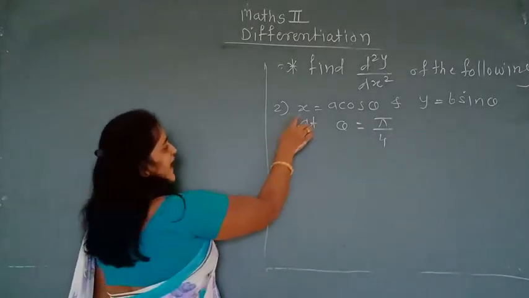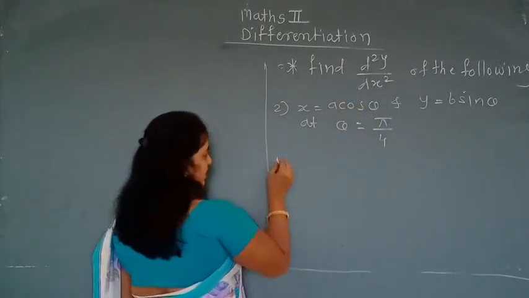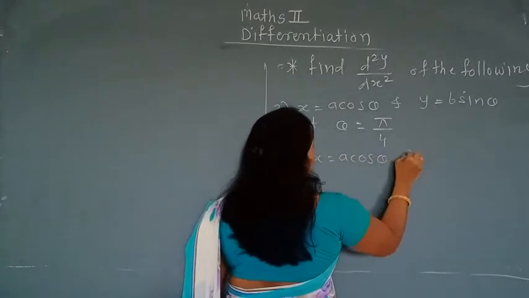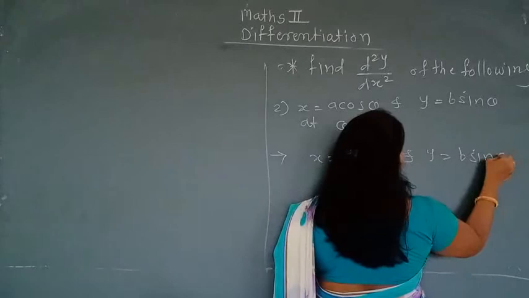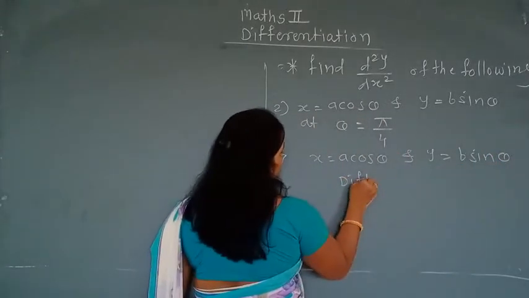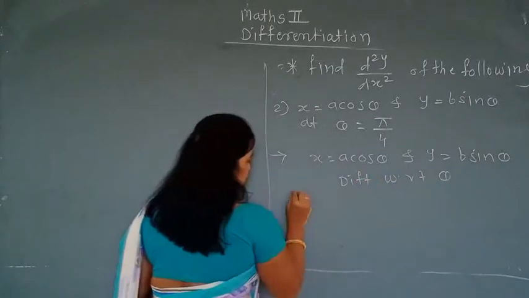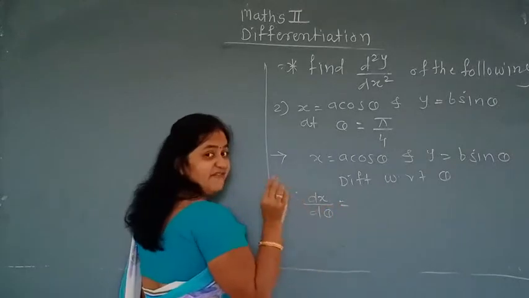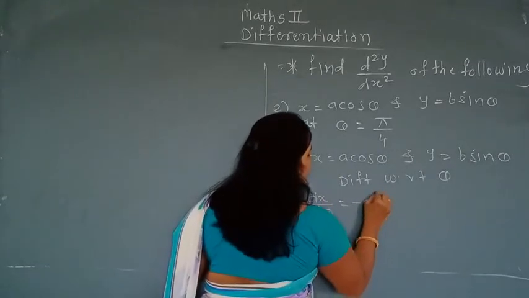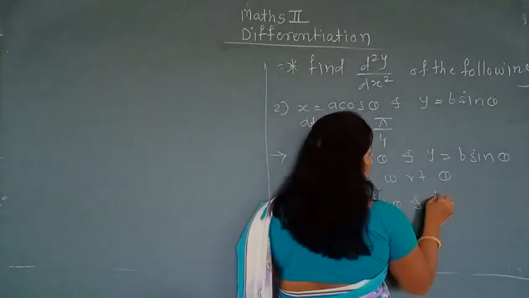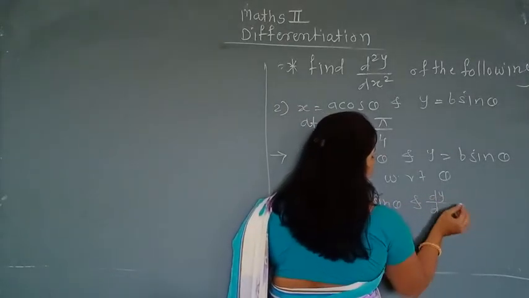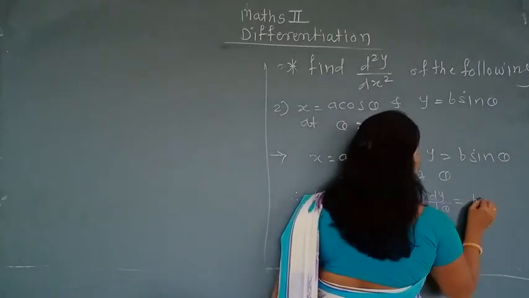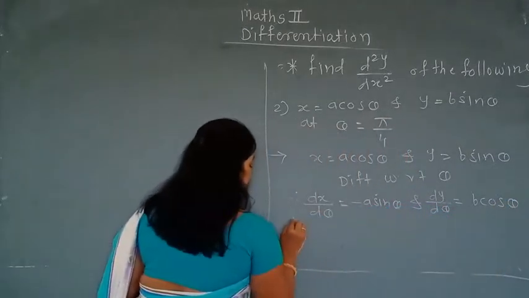So here the x and y variables depend on the theta variable, so this is a parametric form. So x is equal to a cos theta and y is equal to b sin theta. Now differentiate with respect to theta first. Therefore dx by d theta is equal to, a is a constant, the derivative of cos theta is minus sin theta, so minus a sin theta. And the derivative of y with respect to theta: b is a constant, the derivative of sin theta is cos theta. So b cos theta.